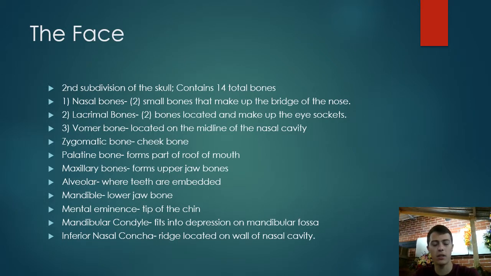The second subdivision of the skull, again, is the face, containing the nasal bones, which are the 2 small bones that make up the bridge of the nose; the lacrimal bones, which are located in and make up your eye sockets; the vomer bone, located in the midline of the nasal cavity; the zygomatic bones, which make up the cheekbones on both sides; the palatine bone, which forms part of the roof of the mouth; the maxillary bones, which form your upper jaws; and the alveolar, where your teeth are embedded. The mandible is the lower jawbone, and the mental eminence is the tip of the chin.